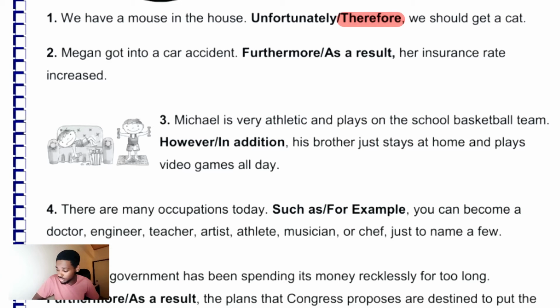Number two, Megan got into a car accident. Furthermore, slash as a result, her insurance rate increased. All right, number two, yeah, as a result. When you get into accidents, your insurance rate increases because you're a higher risk for the insurance agency.